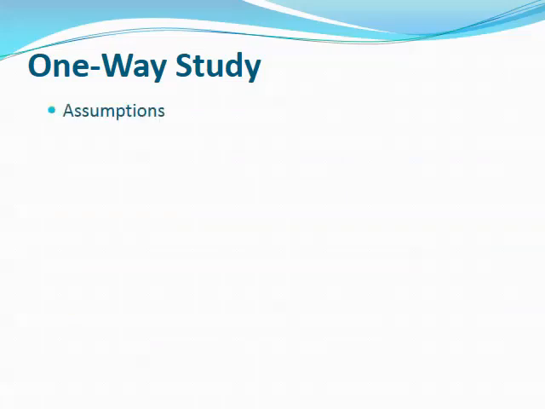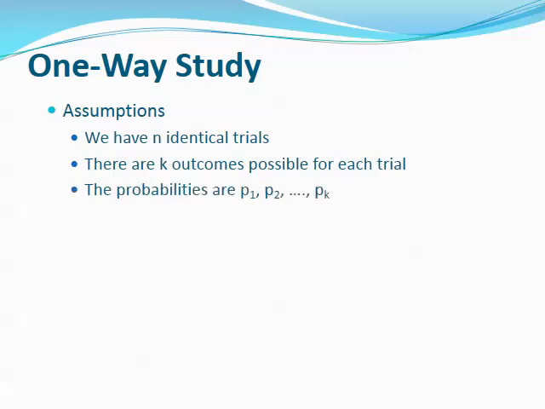What are the assumptions? Well, there's actually 4 different assumptions that we have, and you may recognize these. Probably don't, but you might. We have n identical trials. There are k outcomes possible for each trial, so there's k different things that can occur. The probabilities are P1, P2, P3, all the way up through PK, and the trials are independent.